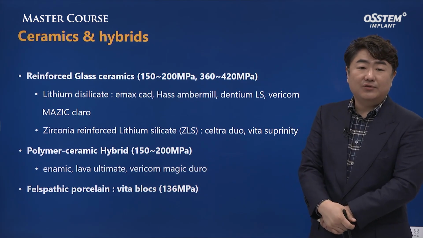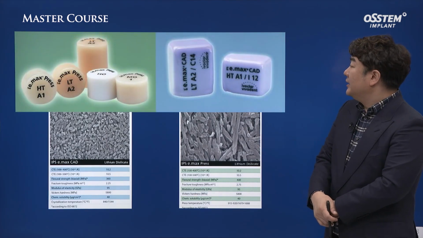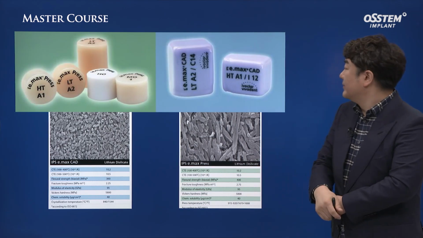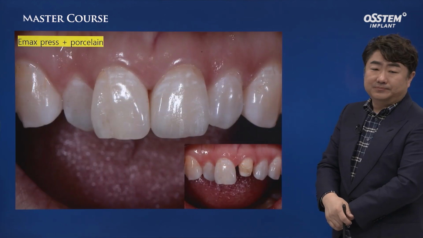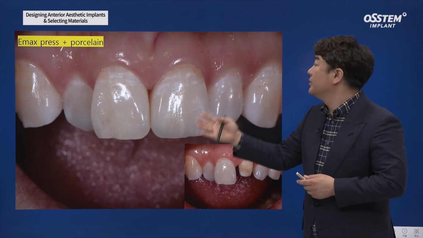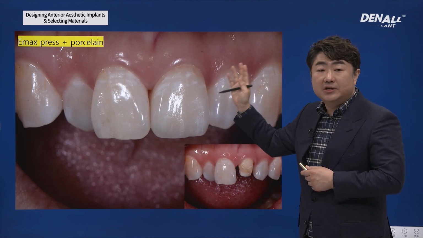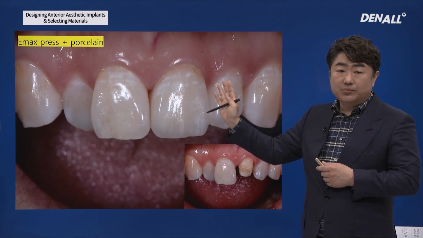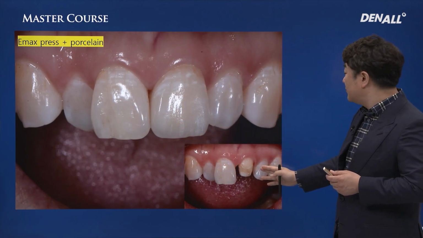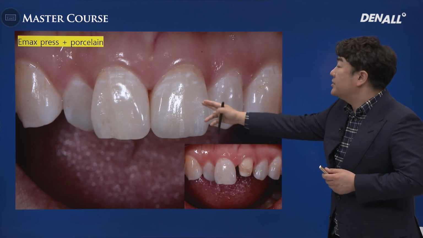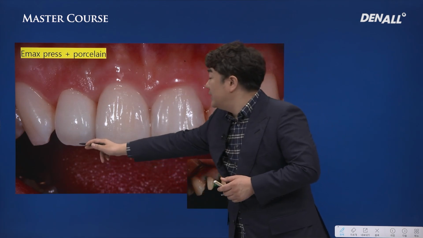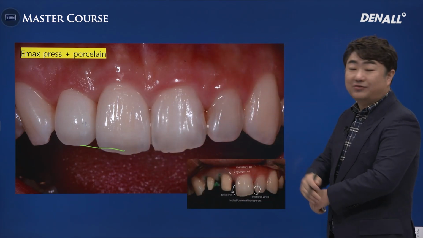In the case of Emax, it can be divided into Emax Press and CAD. In terms of translucency and other lab data, Emax still seems to show better results compared to zirconia. When porcelain powder is applied to Emax, it shows very aesthetic results. These two are Emax crowns. They look great.